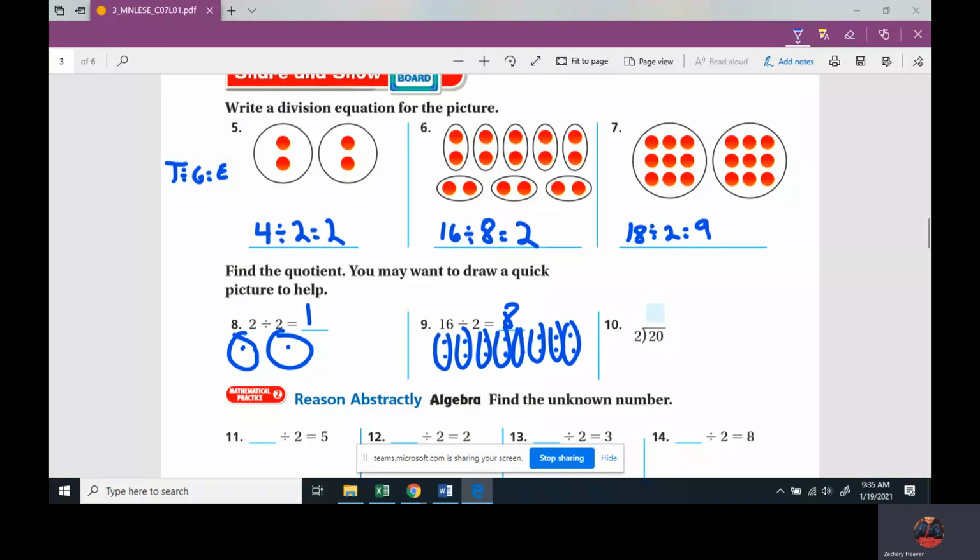Who thinks they can handle number 10? We have 20 total in groups of 2. What you got, Willa? How many is going to 10 group? Yep, 10. So number 10 is 10. Write that down, Cortland. Number 10 is 10.